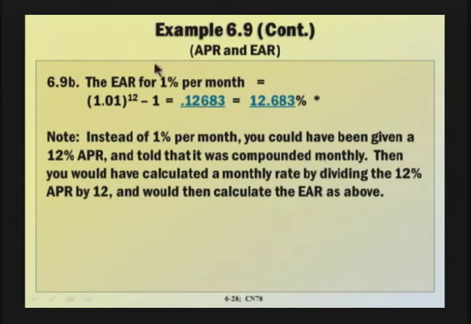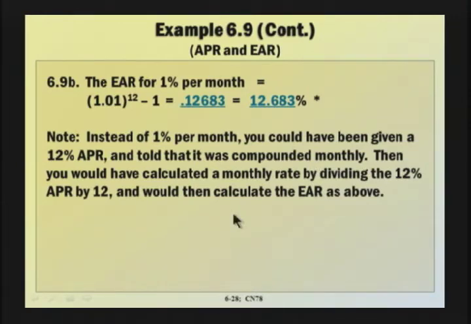In this example, we were given 1% per month. We could calculate the effective rate by taking 1 plus that monthly rate, compounding it 12 times, taking the 1 back off. That's our effective rate for 1% per month. We also know it's the effective rate for the 12% APR compounded monthly.